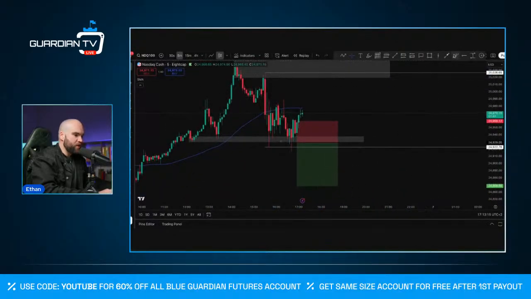As you can see here, we had one reaction here. We then came back, reacted once again. And then this zone becomes valid for me. And what you can see subsequently after that, we had multiple reactions in and around this area.